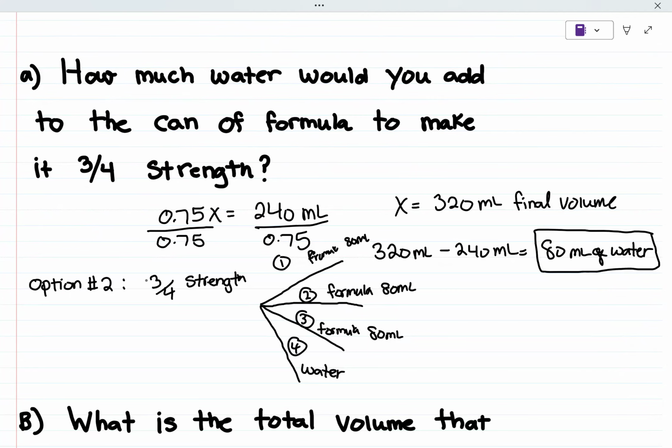I don't think option two was really that useful; it was even more confusing. I think option one is probably much easier. You just set three-fourths as 0.75, and then X is our unknown strength, and it's equal to 240 milliliters. Then solve for X: divide both sides by 0.75, and you get 320 milliliters.